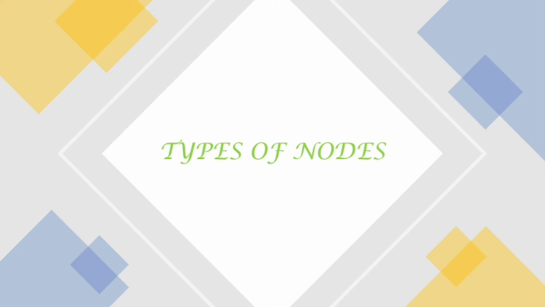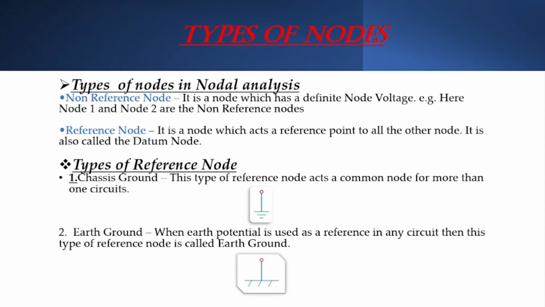Types of nodes. Let's see what the types of nodes in nodal analysis are: non-reference node and reference node. What is a non-reference node? It is a node that has definite node voltages. Example: here node 1 and node 2 are non-reference nodes.